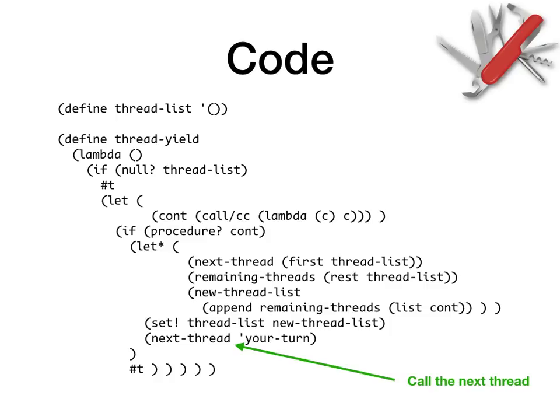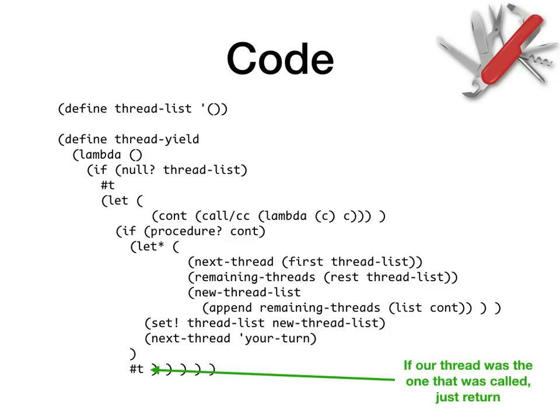Now, if we are the thread that's being called, because the 2 options here are that the cont variable could be created either by creating the continuation or calling the continuation, that's what that if procedure does. It checks between those 2 possibilities. If cont is not a procedure, if instead it's the symbol your turn or whatever it is, then we just return. So if our thread is the one that was called, we just return. That's how thread swaps go, and that's just 10, 12 lines of code.